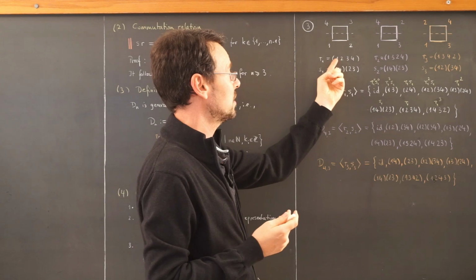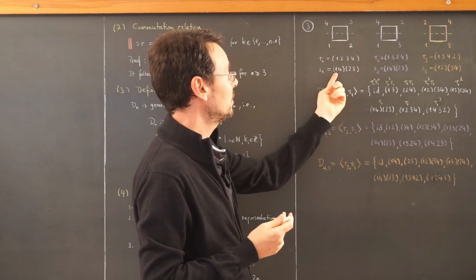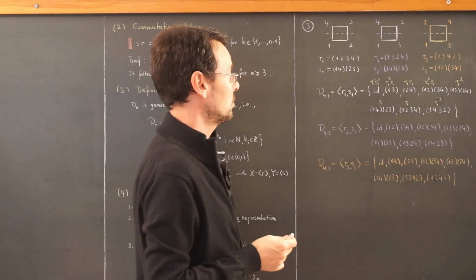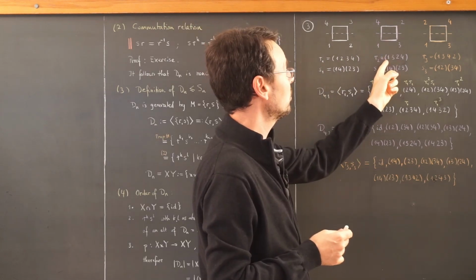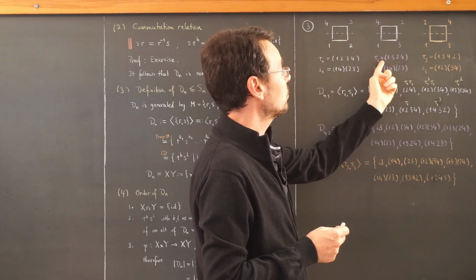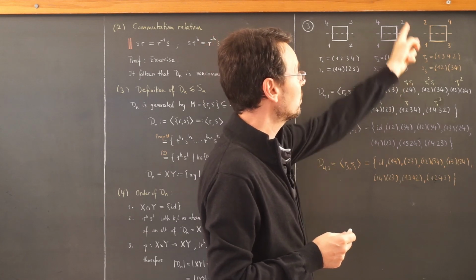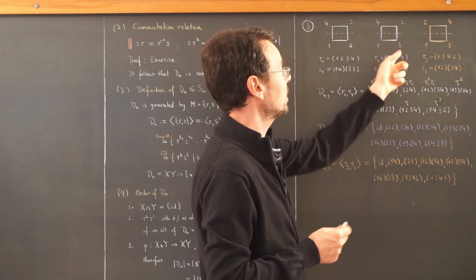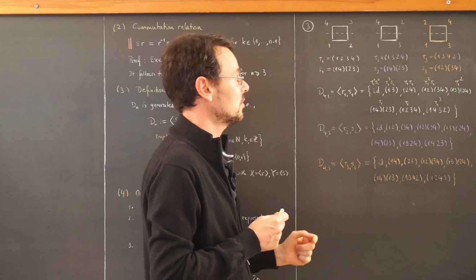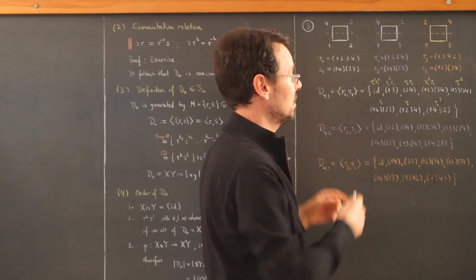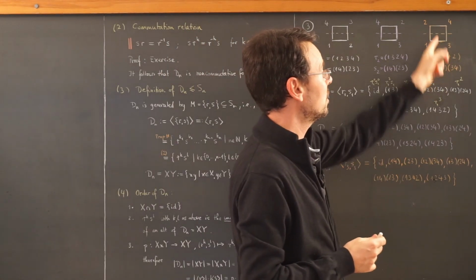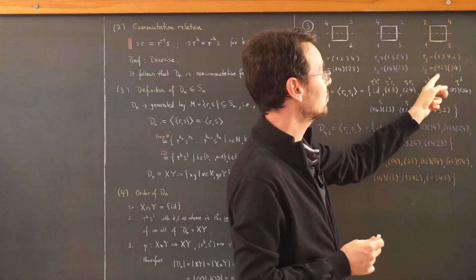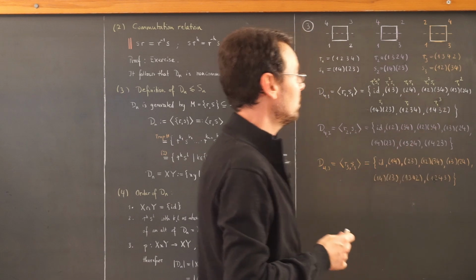I have the 4-cycle (1 2 3 4), and the reflection is (1 4)(2 3), where 1 and 4 and 2 and 3 get interchanged. Here in purple, R2 is (1 3 2 4), corresponding to this labeling, and the reflection is (1 4) and again (2 3). So the reflections are the same, at least the numbers are the same. And here R3 is (1 3 4 2), and the reflection is (1 2)(3 4).